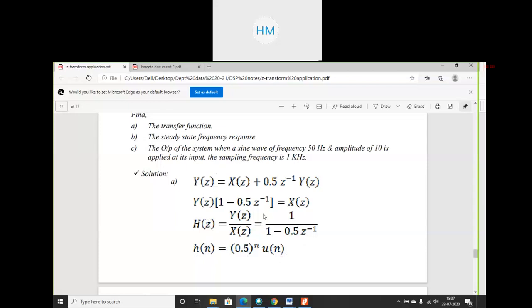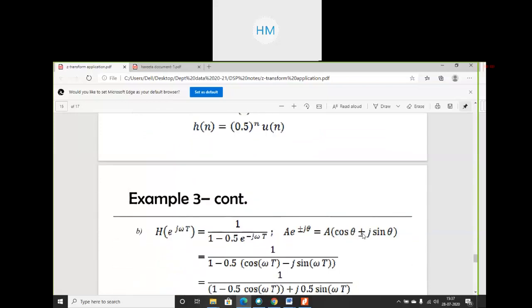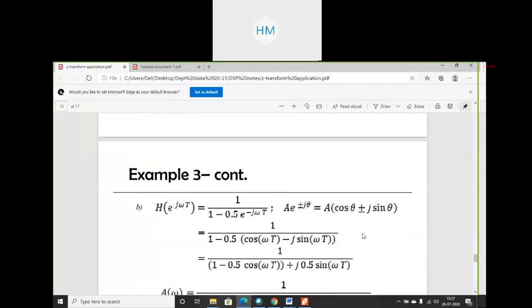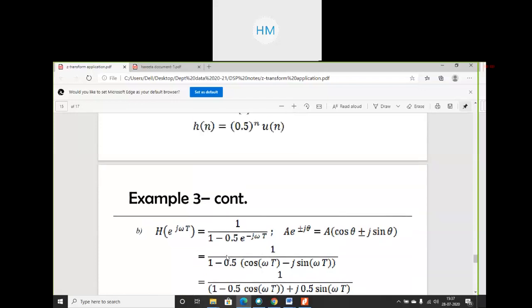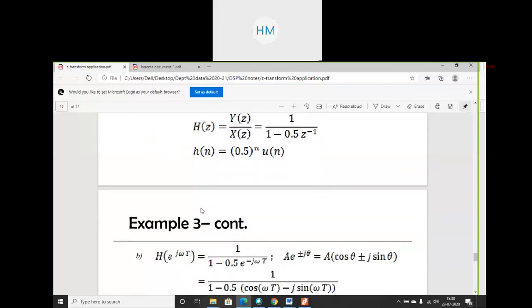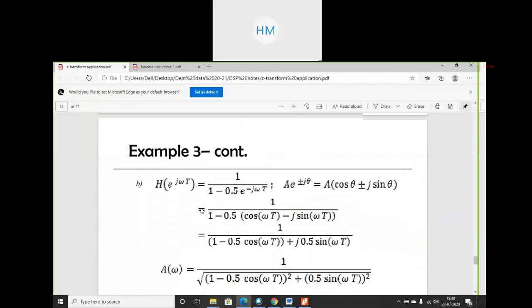Now I can find out the steady state frequency response. The steps are very easy. Whenever we are asking for the frequency response, it means we have to find H of e to the power j omega t. I am having H of z over here, so z is replaced by e to the power j omega t. Clear? I replace z by e to the power j omega t to find the steady state frequency response.